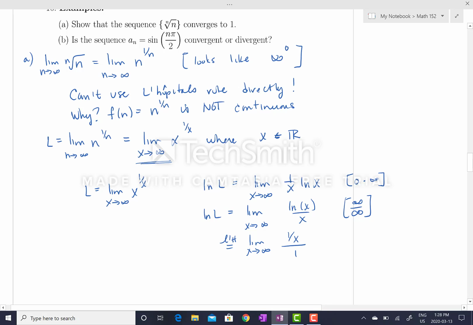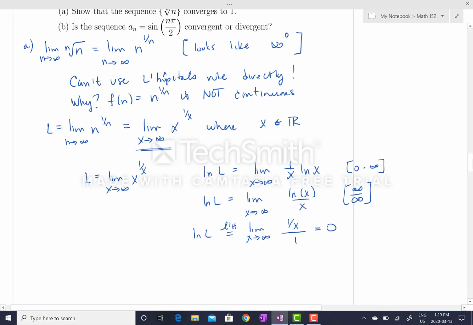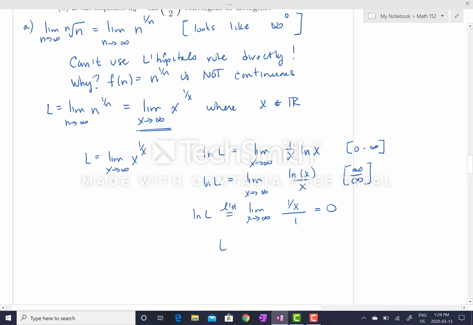And then now I can take this limit. I see, x gets very large, so I have 1 over something very large. This limit is 0. But let's not forget that that's the log of the limit I'm looking for. That's the log of L. And so then L must be e to the 0, which is 1.